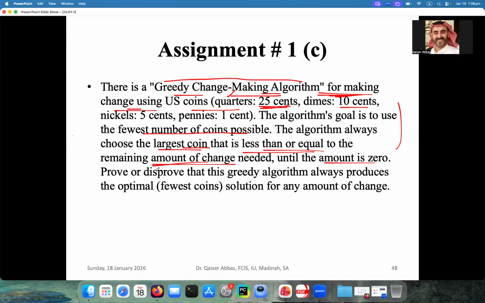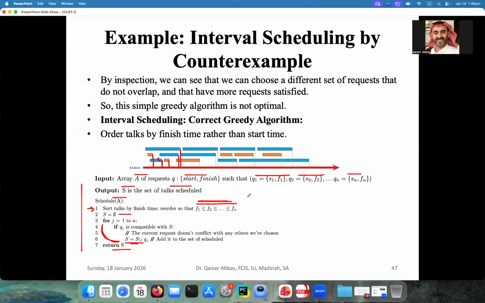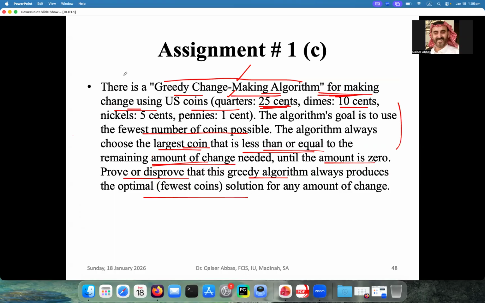So now the question is, you have to prove or disprove that this greedy algorithm always produces an optimal solution for any change. This is a theoretical question. You have to go by counterexample, okay? Because here we talked about counterexamples. So you have to find the solution of this problem.